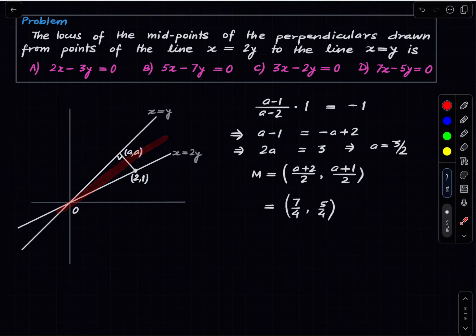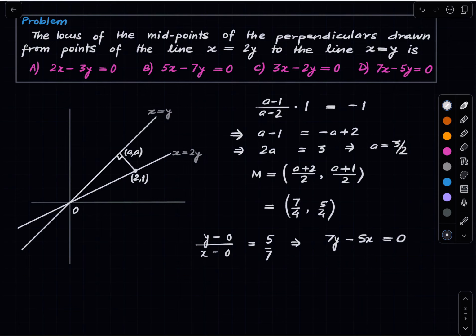So the slope of this line is 5 by 7, and it passes through the origin. So y by x, or to be even more precise, y minus 0 upon x minus 0 is 5 by 7. And therefore we get 7y minus 5x equals 0. 7y minus 5x equals 0, which is here, and therefore option B is the correct answer.